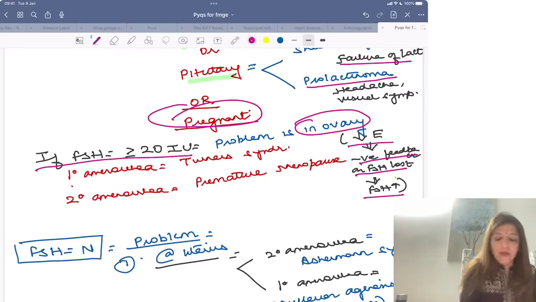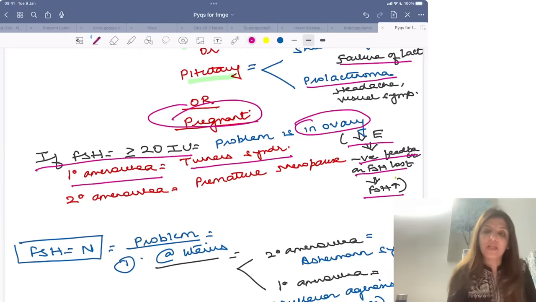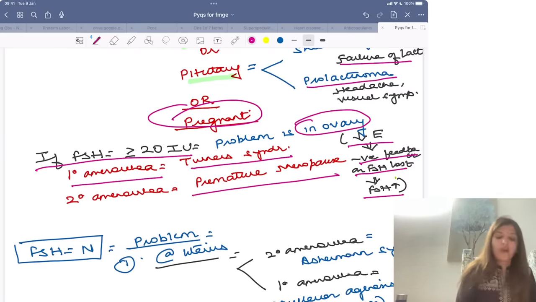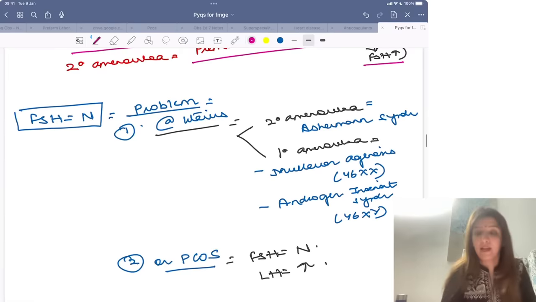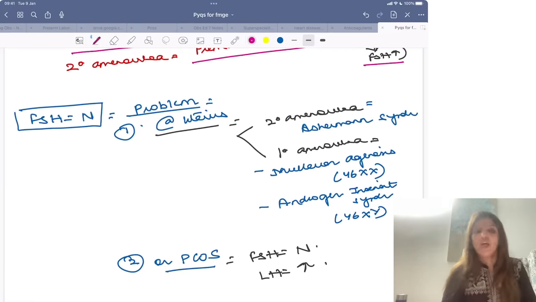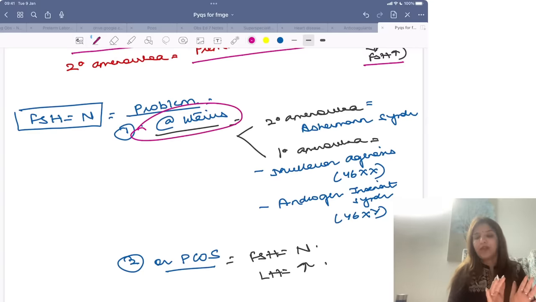To primary amenorrhea mein problem ovary mein kya ho sakti hai? Turner's syndrome. Secondary amenorrhea ka case hai, to kya problem ho sakti hai? Premature menopause, right? Now, if your question comes ki FSH levels normal hai, and your patient is having amenorrhea, so, number one, you have to think ki problem uterus mein hai. Right? So, problem is in the uterus.